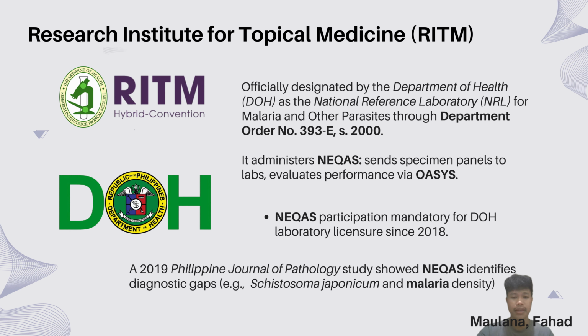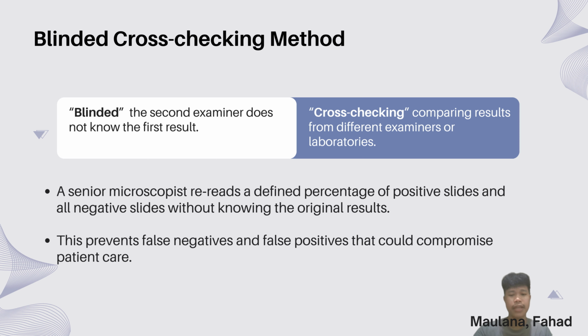A 2019 study in the Philippine Journal of Pathology showed that NEQAS effectively identifies diagnostic gaps, such as difficulties detecting Schistosoma japonicum and accurately estimating malaria parasite density. Now, let's focus on a specific internal QA technique, the blinded cross-checking method. The term blinded means the second examiner does not know the first examiner's result.